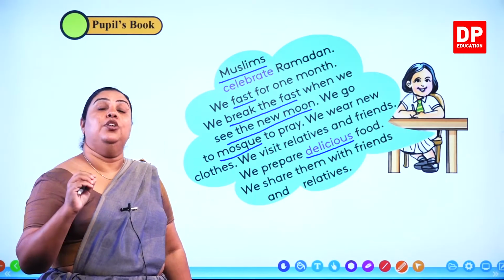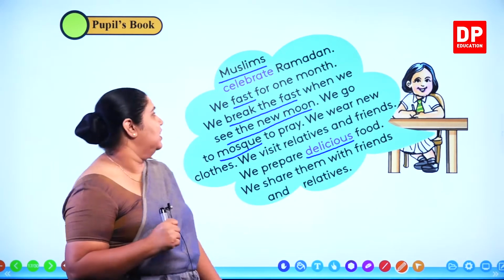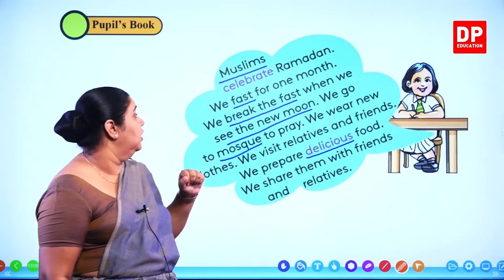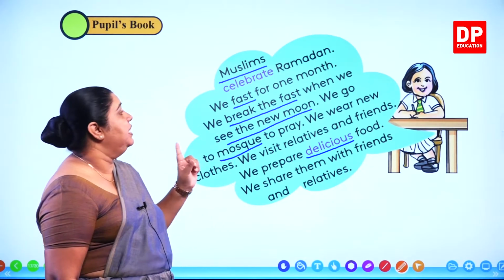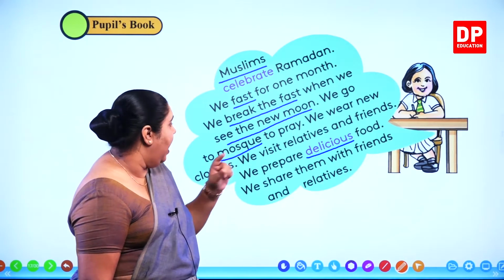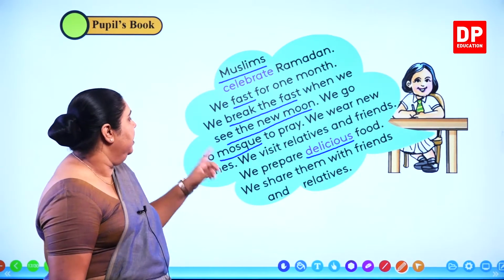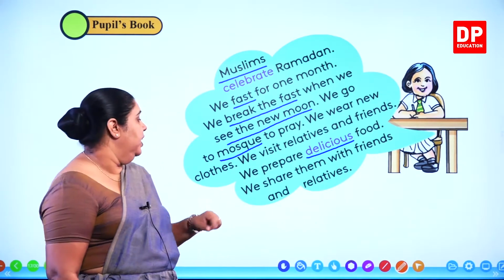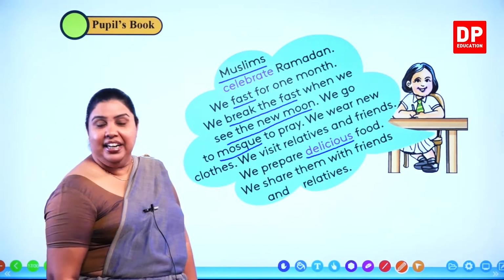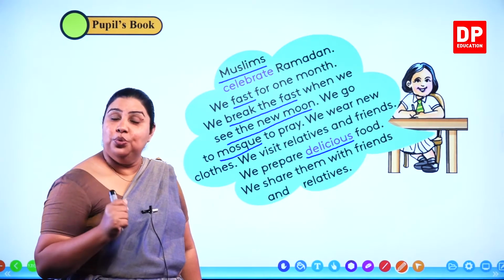So now we will, once again, read our paragraph and take a look at our beautiful pictures. Muslims celebrate Ramadan. We fast for 1 month. We break the fast when we see the new moon. We go to the mosque to pray. We wear new clothes. We visit relatives and friends. We prepare delicious food. We share them with friends and relatives. So now let's take a look at some beautiful pictures and see what we do on these special days.